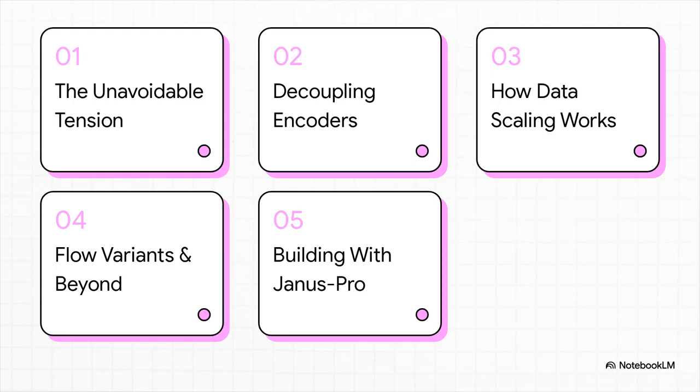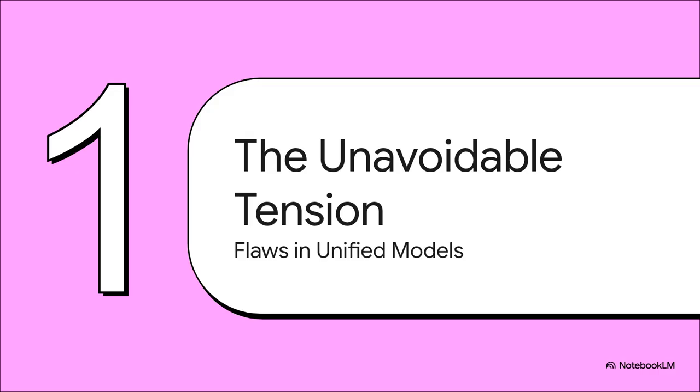Here's our roadmap. Section 1, the unavoidable AI tension. 2, decoupling the encoders. 3, how data scaling works. 4, flow variance and beyond. And finally, 5, building with Janus-Pro. Let's get into it. Section 1, the unavoidable AI tension, or really the fundamental flaws in unified models.